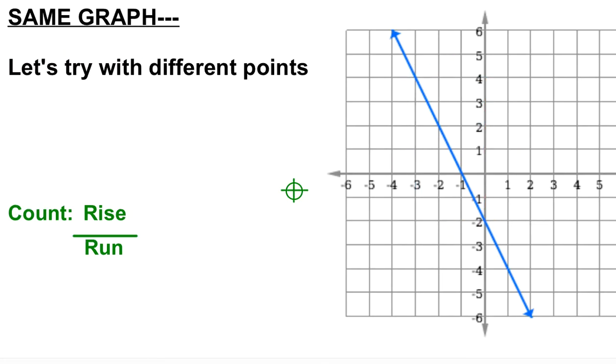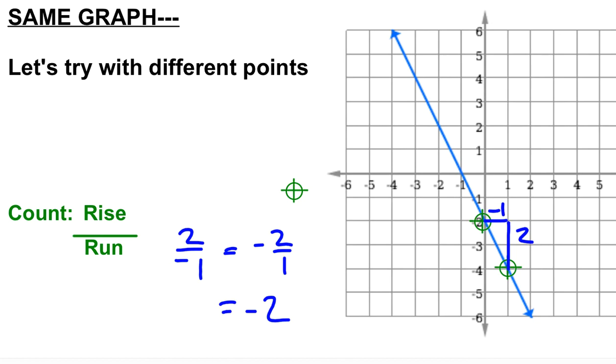Now, same graph. Had we used different points, maybe like this one and this one, the closer they are together, those nice points, the less reducing we have to do. Now to get from one to the other, we go up 2, back 1. My slope would be 2 over -1 or -2 over 1. If you put the negative in the middle, or -2, I'm okay with any of these options. Okay, so that's finding a slope from a graph.